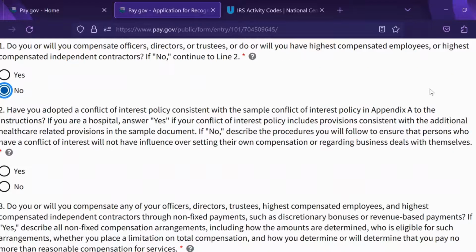County. Question 2, have you adopted a conflict of interest policy consistent with the sample conflict of interest policy in Appendix A to the instructions? If you are a hospital, answer yes if your conflict of interest policy includes provisions consistent with the additional healthcare related provisions. We are not a hospital, but Jane has adopted a conflict of interest policy that is consistent with the sample. So we are going to select yes.